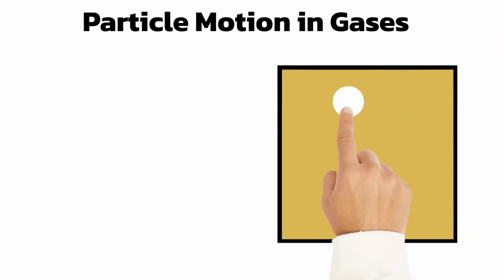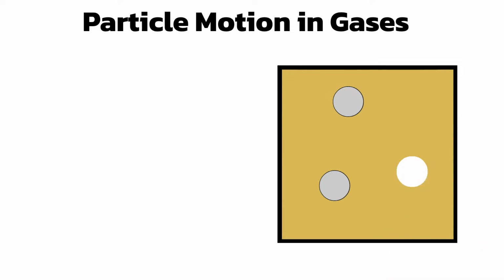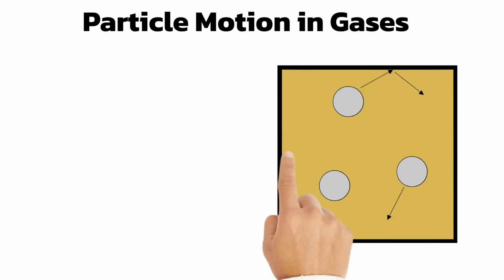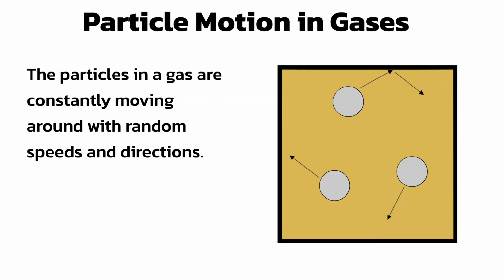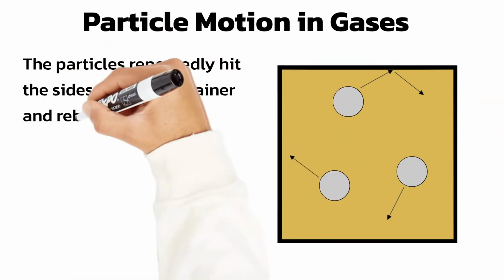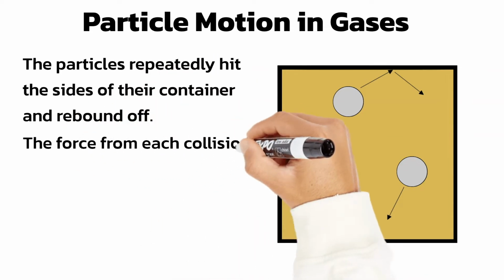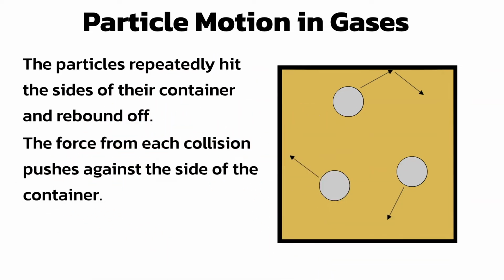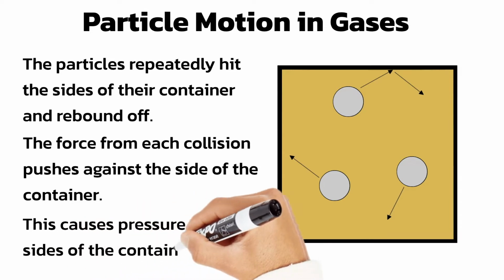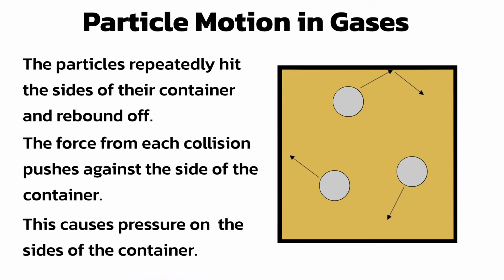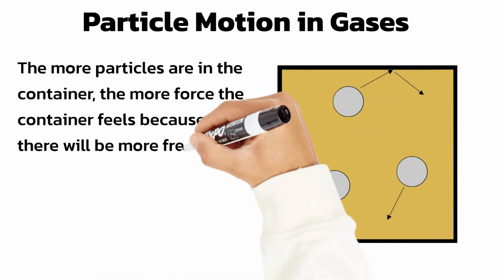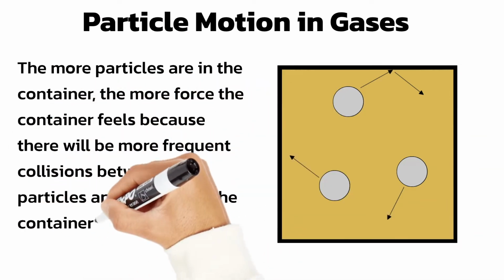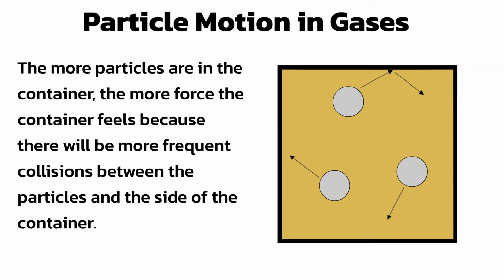To repeat the previous point, the particles in a gas are constantly moving around in random speeds and directions. They repeatedly hit the sides of their container and rebound off. The tiny force from each collision pushes outwards against the sides. This causes pressure on the container. The more particles there are in the container, the more force it feels because there will be more frequent collisions between the particles and the sides.